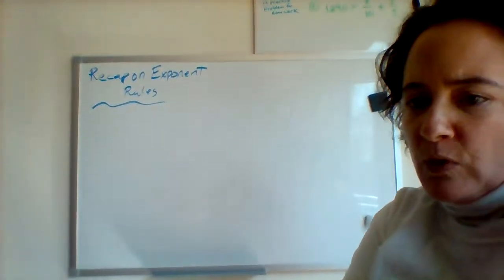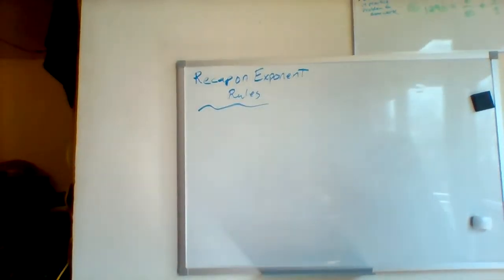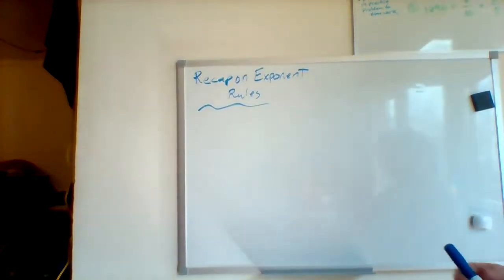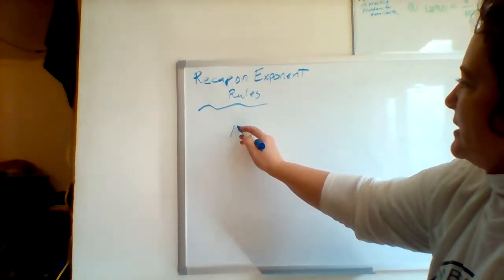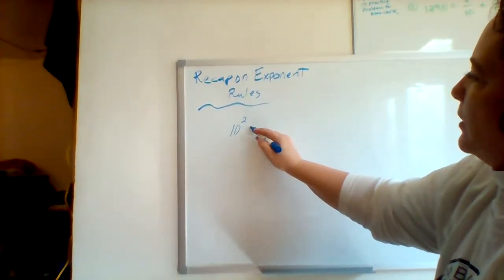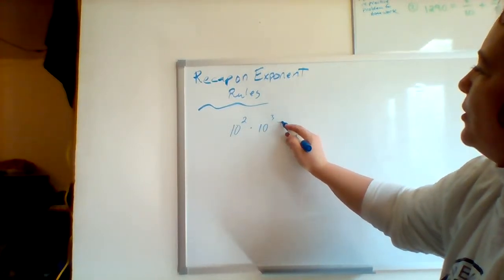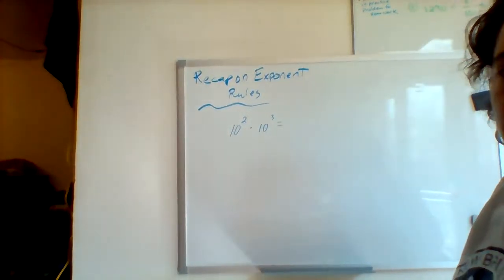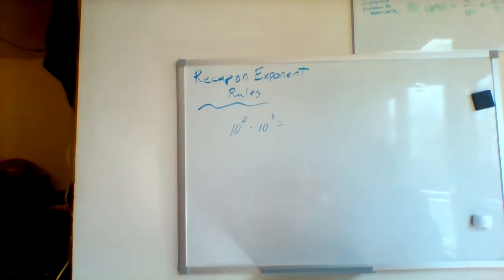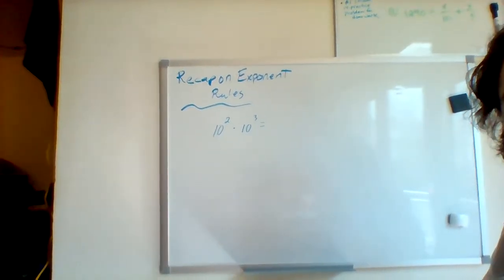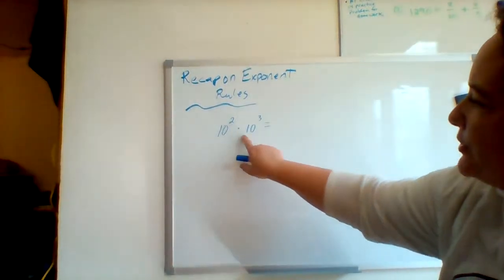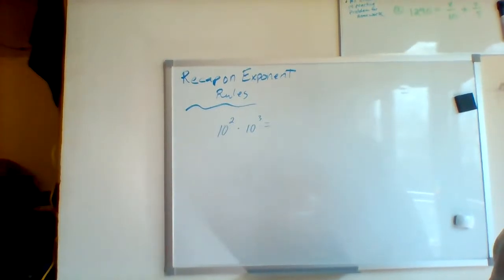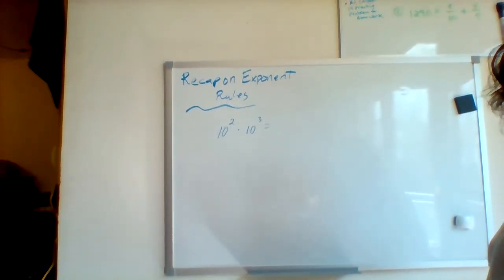Okay, let's go back to exponents. Tell me what to do if I have, how do I simplify 10 to the second power multiplied by 10 to the third? What do my rules of exponents tell me to do? They're the same base, so check. So what am I allowed to do? You guys remember? I hope you do.